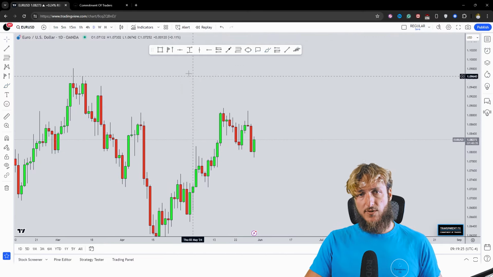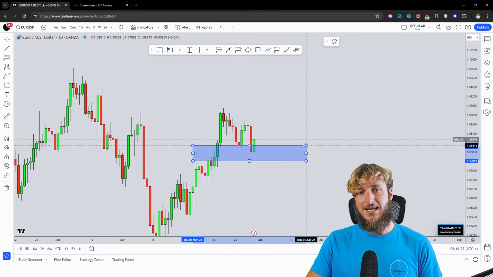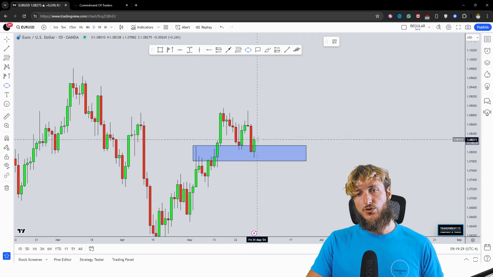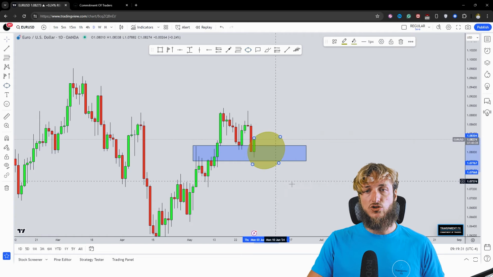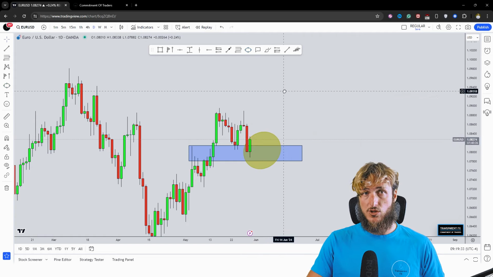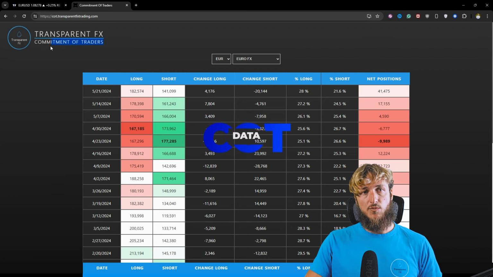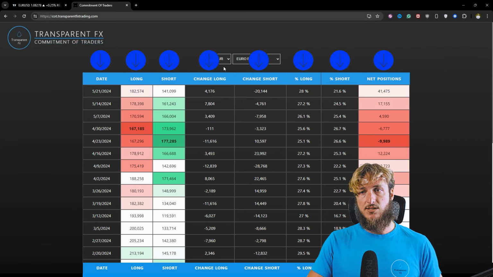Now, at that specific moment, as we were saying, this level is acting as strong support. So what is important to see is if institutions are actually longing inside of this support zone. To do that, we have to check the commitment of traders and look at the data precisely for the euro.